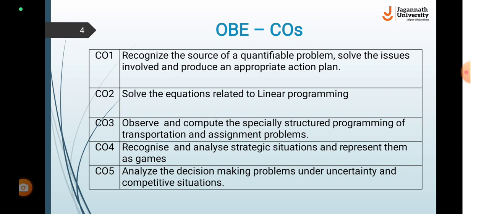The fifth outcome is to analyze decision making problems under uncertainty and competitive situations. After studying decision making under uncertainty, the Maximax, Maximin, Minimax and Minimin criteria will be covered. Decision making under risk, decision trees, applications, and decision making in a competitive situation will be helpful to achieve this outcome of the course.